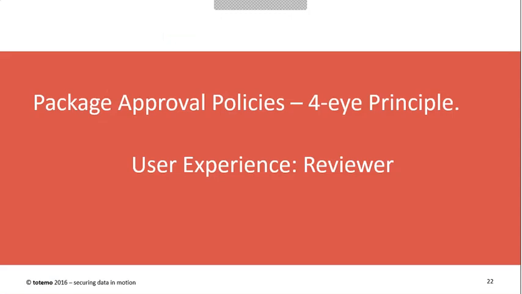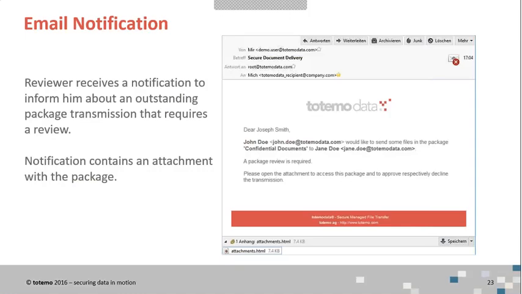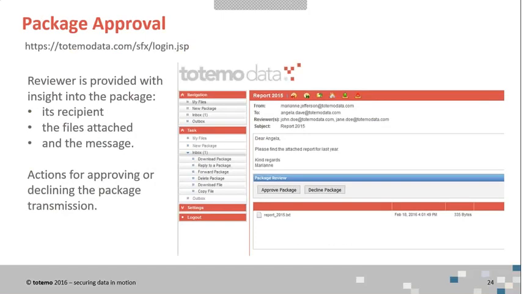Now that the sender created the package and sent it on its way, it has to be reviewed by the reviewer. He'll just get a simple notification that user A is trying to send packages or files to user B, but this package transmission has to be approved. So he'll need to log into SFX, the user interface, and on the left-hand side, you can see right away there are some outstanding package approvals.